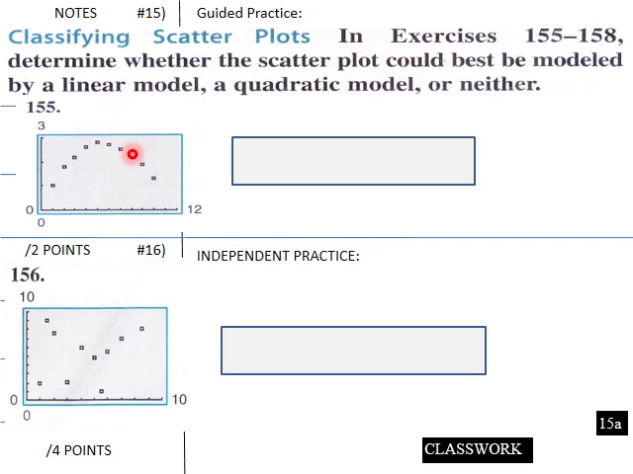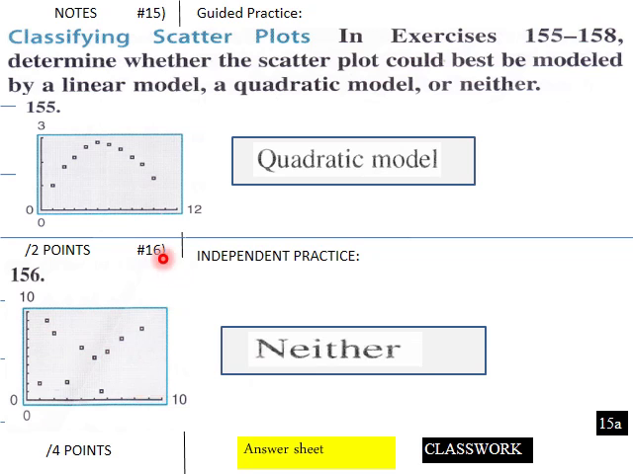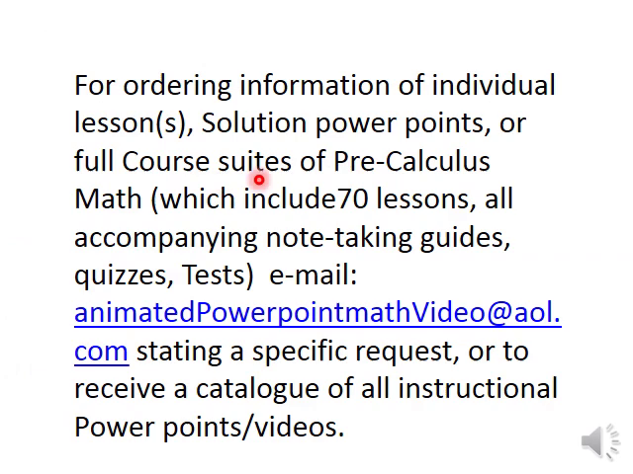So in this one here, that definitely looks like a quadratic, and this looks like neither, so that's kind of a softball. And that was your review summary for Chapter 2 of Pre-Calculus Math.